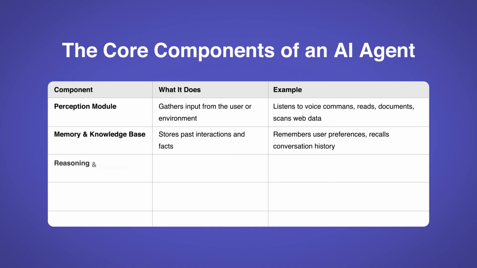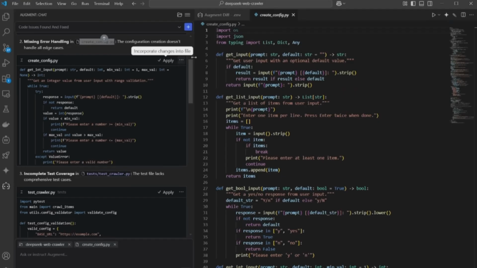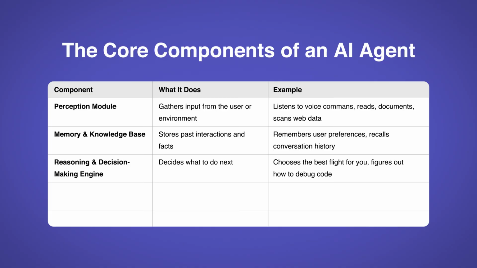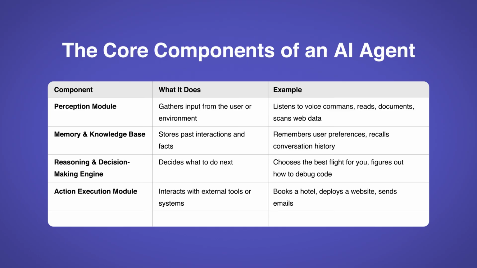Now, it also has reasoning and decision-making modules, which are different than AI LLMs. This is where things get really interesting. So it decides what to do next. That's basically all it means. For example, it might choose the best flight for you or figure out how to debug code. It also uses an action execution module, which basically means it interacts with external tools or systems. It can book a hotel, deploy a website, send emails, things like that. And then it has a feedback loop, so it just continues the process and it learns from previous actions.